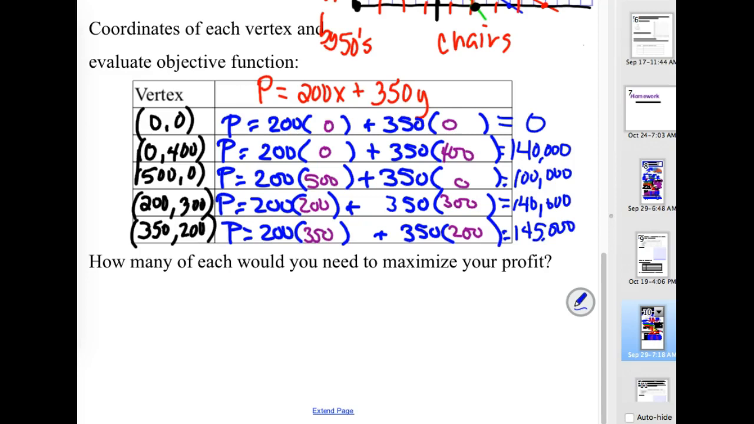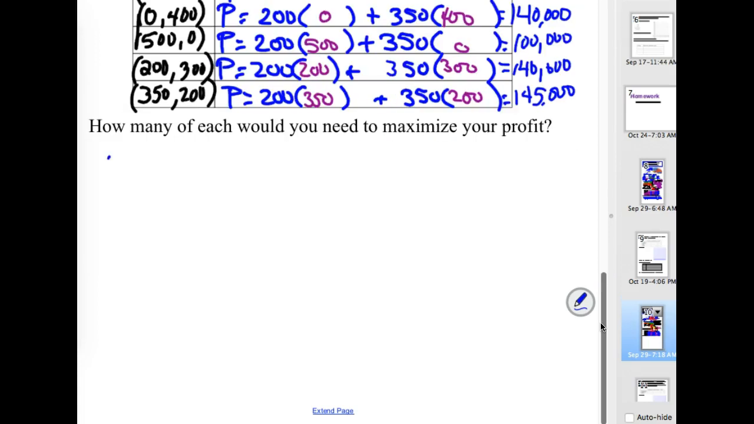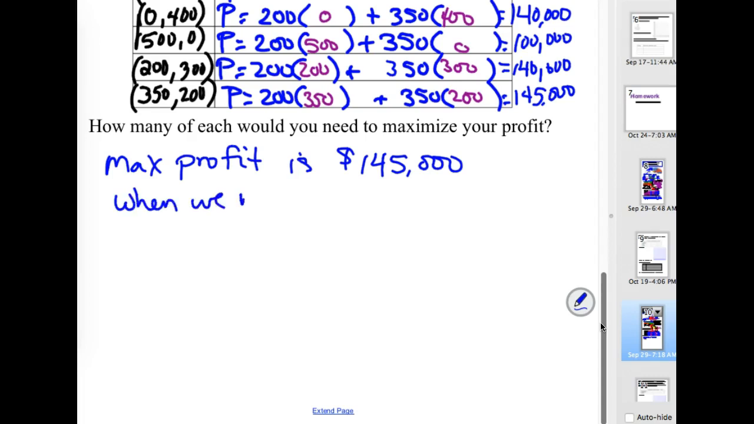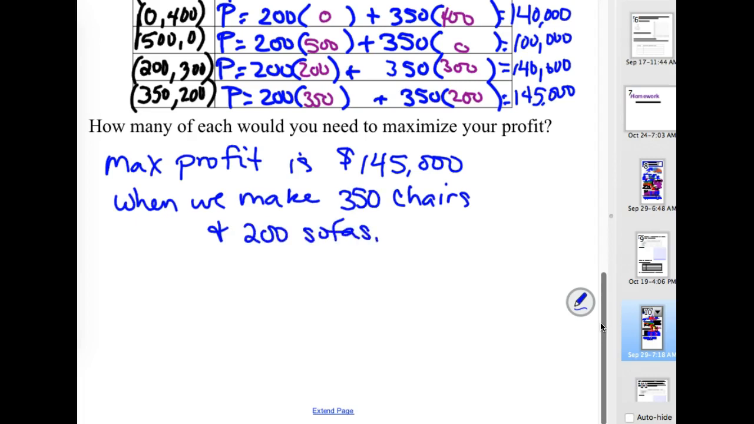Yes? Okay. So, which one gets us the maximum profit? The last one. So we would say maximum profit is 145,000 when we make 350 chairs and 200 sofas.